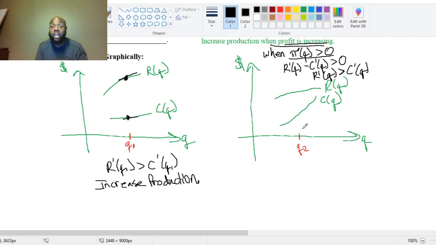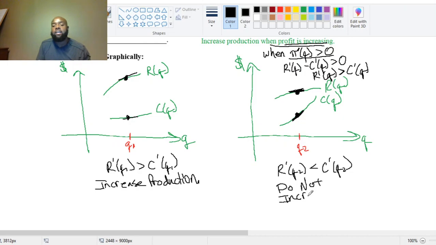In this example here, if I do the slope of my tangent lines at Q2, so my slope of my tangent line at Q2 is almost flat here versus at my marginal cost, it is a lot steeper, right? So here, marginal R prime of Q2 is less than C prime of Q2. And I'm going to say do not increase production.